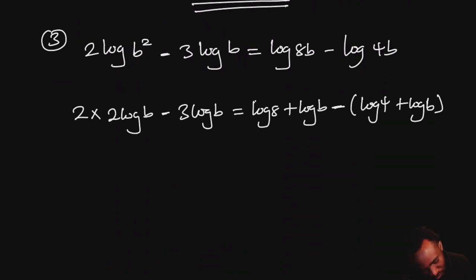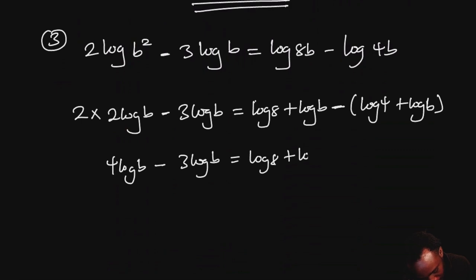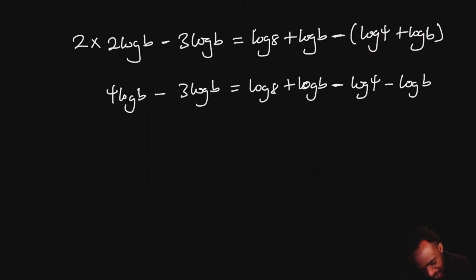Now we are going to simplify. So 2 times 2 log b is going to be 4 log b minus 3 log b is equal to log 8 plus log b. Then we expand this bracket over here. So this minus affects each and every one of these terms. So minus log 4 minus log b.